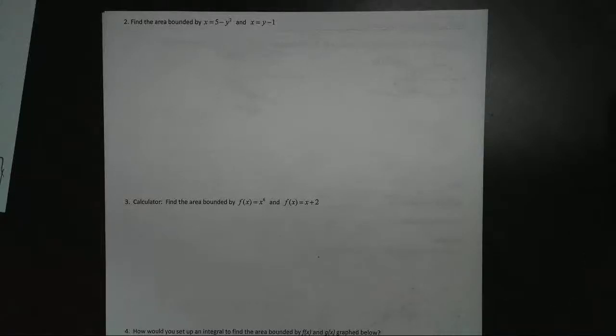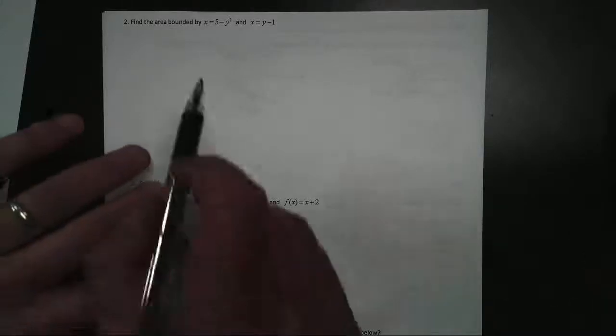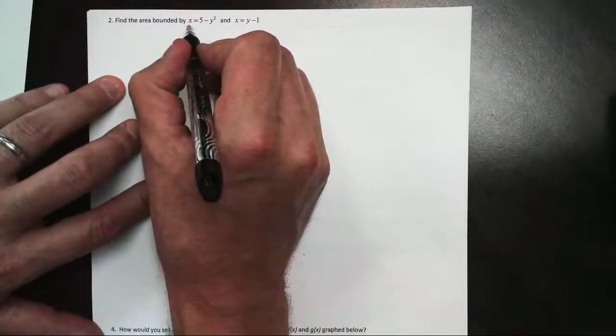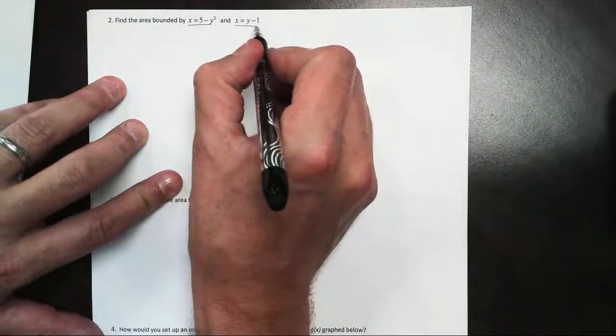Hi, welcome back to part 2, area between curves. So let's take a look at an example of one where we are between curves in terms of y. Now these are kind of hard to do, a little bit different. So we have a parabola, but this time it's a sideways parabola, and we have another line.